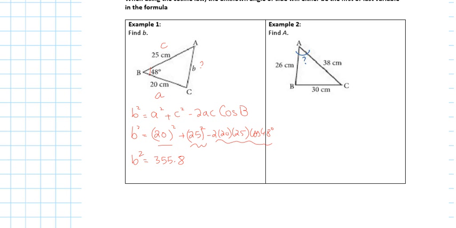Okay. So if I'm looking at this, is that the size of my B side? No. What is this? That's B squared. That's right. Now, you don't want to forget that to get rid of that square, you have to square root. When you square root, you get rid of the square, and what do you get when you take the square root of that answer? 18.8. And that's going to be centimeters.